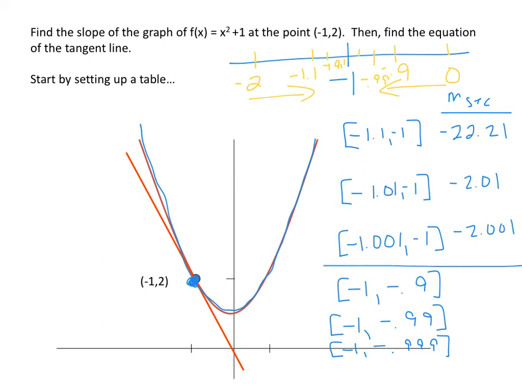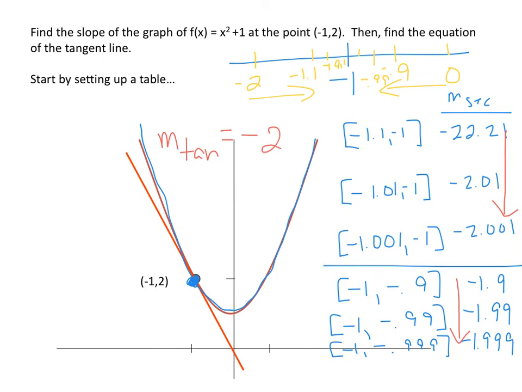Now I need to approach from the right. So the average slope of the secant line from -1 to -0.9 is -1.9. From -1 to -0.99 is -1.99. And from -1 to -0.999 is -1.999. So as I'm seeing this, as I approach from the left, it's getting closer and closer to -2. As I approach from the right, it's getting closer and closer to -2. So my conjecture is that the slope of my tangent line is going to equal -2.